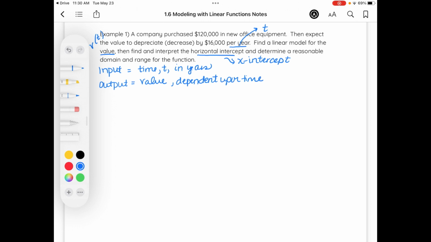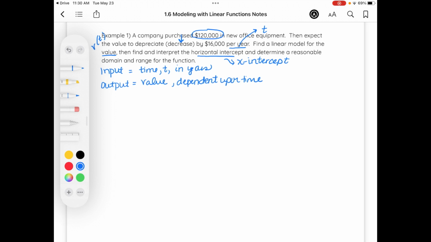Well, we have some of the things that we know. We know that we originally purchased for $120,000 and we are decreasing by $16,000 per year. So I can immediately grab a linear equation: the value is equal to $120,000 minus $16,000 per year. So we found a linear model, then find and interpret the x-intercept.